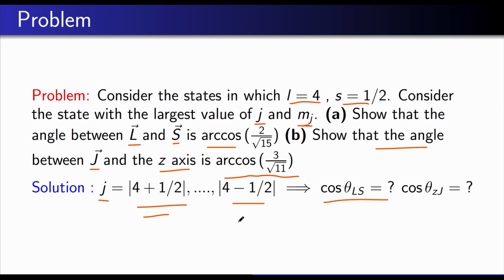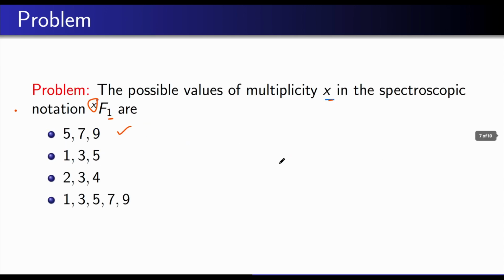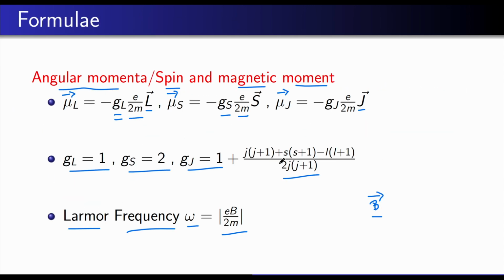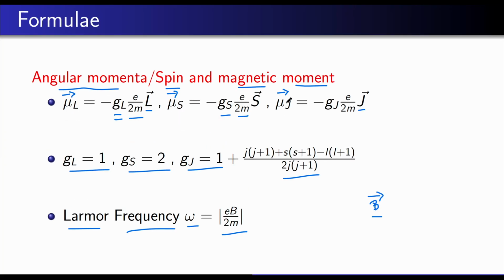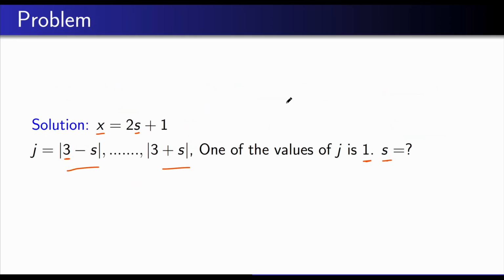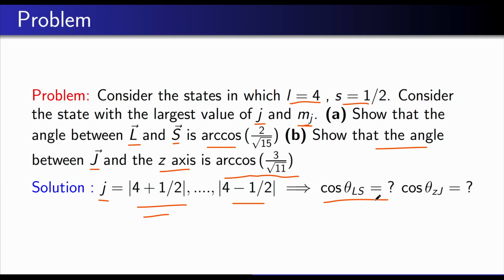We know the largest value of J, so this is corresponding to the largest value of J. We have already seen this expression, so we just have to use it to find cos theta LS. Similarly, we have to find cos theta zJ. This will give the angle between the z axis and J for the largest value of Mj, and that is also very easy to do.